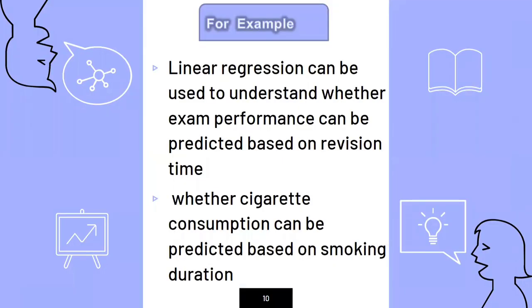For example, linear regression can be used to understand whether exam performance can be predicted based on revision time. And another example is whether cigarette consumption can be predicted based on smoking duration.